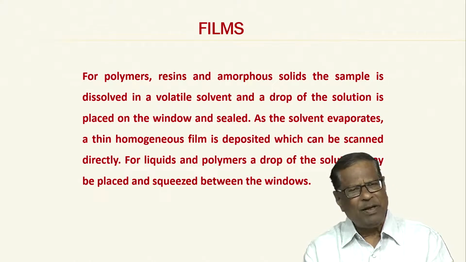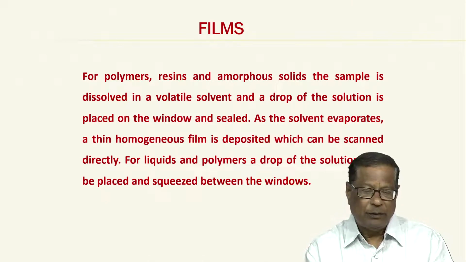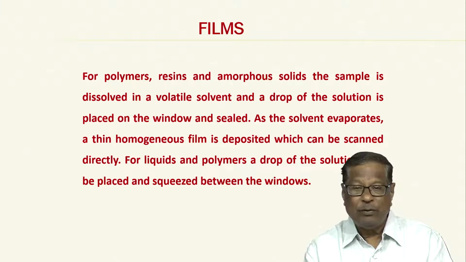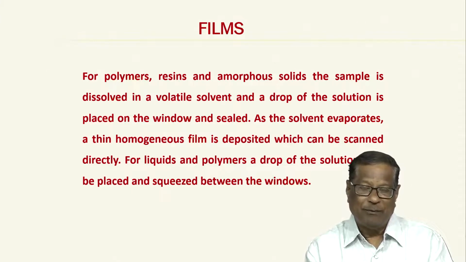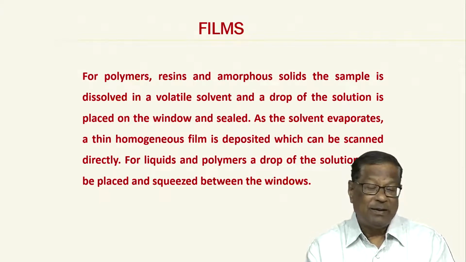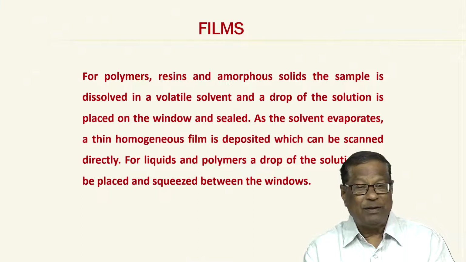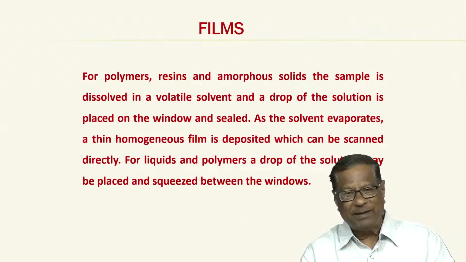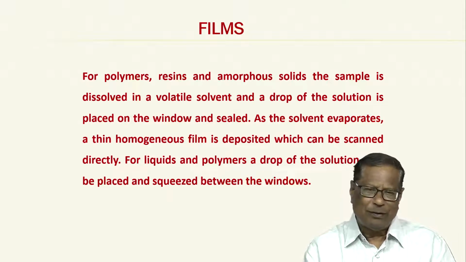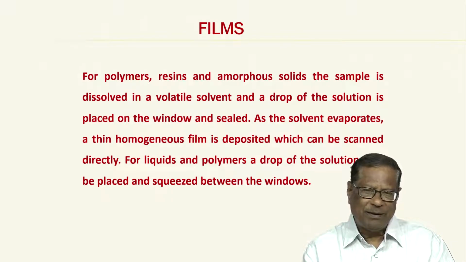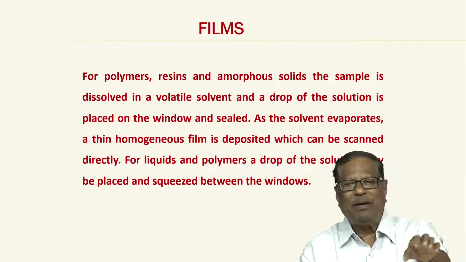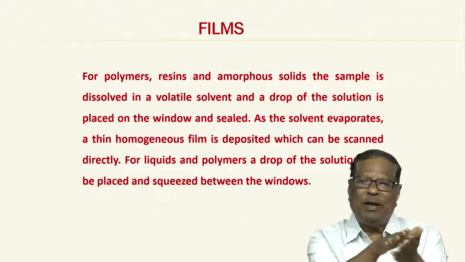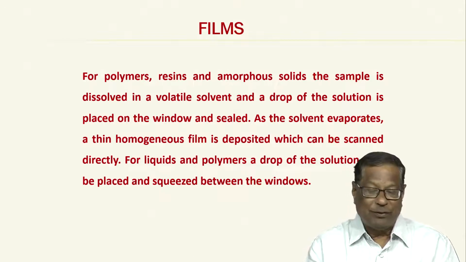Cellophane tape, many of them are useful, and the producers of those materials do use IR for quality control. For polymers, resins and amorphous solids, the sample is dissolved in a volatile solvent and you evaporate the solvent, you get a very thin film. Very simple technique. Simply dissolve it in a solvent, evaporate, and you get a very thin film. That film you can interpose in between the two plates and take the IR spectrum as usual.